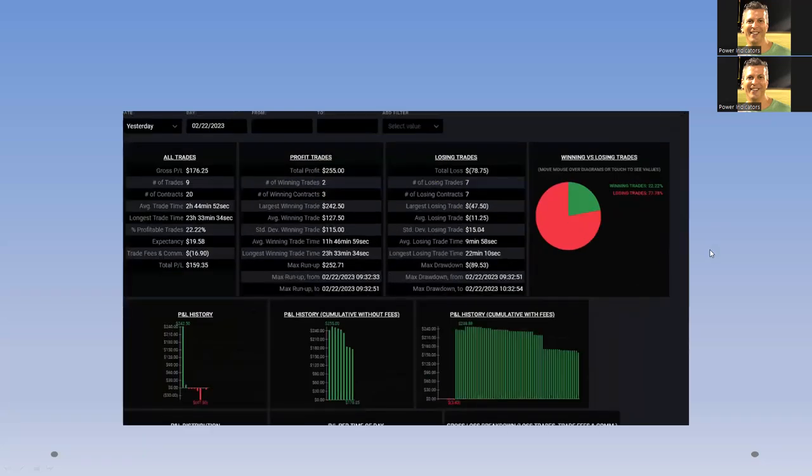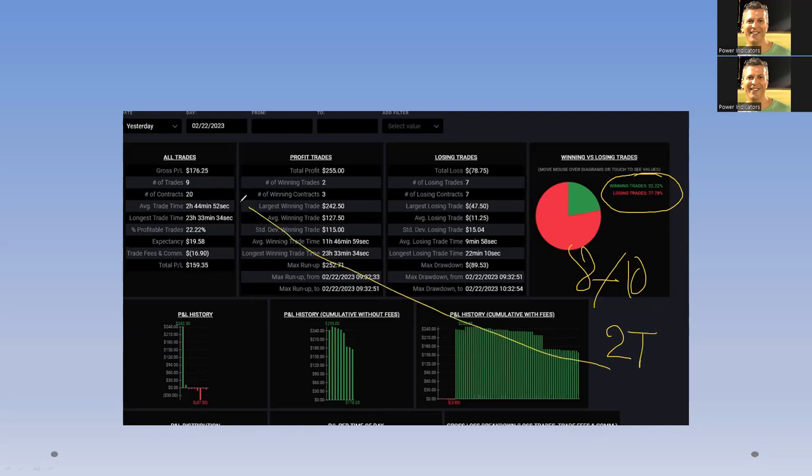This one is even worse. Look at this one. Even worse. 77% of my trades, 8 trades out of 10, are bad. 2 trades right, and I'm still finishing the day up. There's 29 trades, only 2 trades, but it says 7. I must have had some intraday stuff going on. But bottom line, 2 out of 7 are good, and I'm still finishing positive.